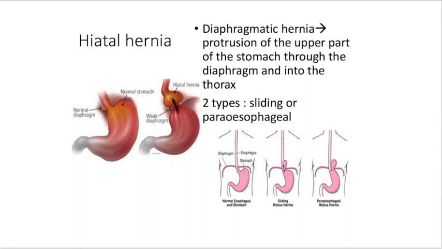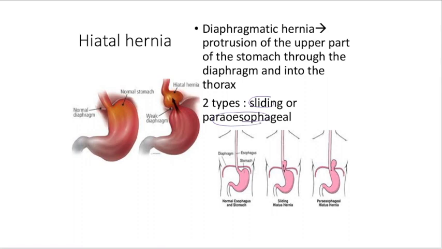We do have a couple of types, but this would be the normal stomach and normal diaphragm. Here's your lower esophageal sphincter. So what happens here is a diaphragmatic hernia would be a protrusion of the upper part of the stomach up through the diaphragm and into the thorax. We have two main types, one called a sliding, the other called a paraesophageal.